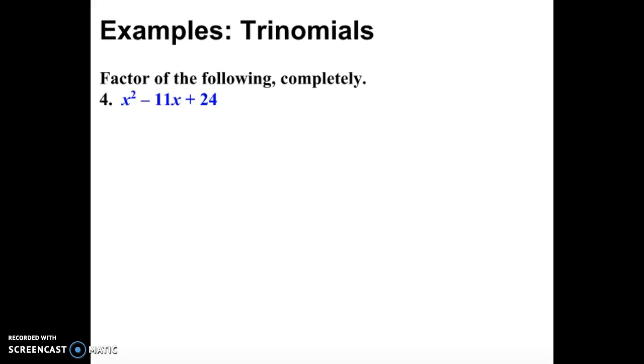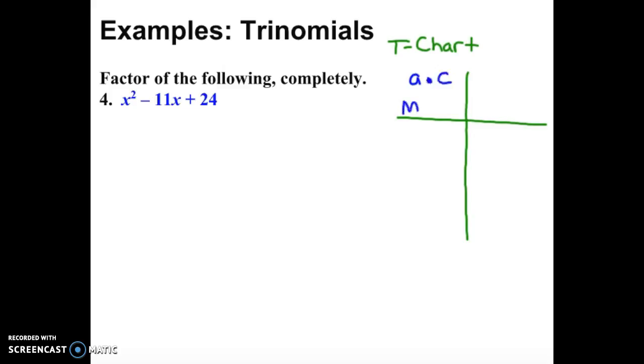So what I'm going to go ahead and write up here, just copy down and I'll explain it. Okay, so what I'm making is a t-chart. So I'm going to put t-chart. Okay, so you know what it is. And I'm going to go ahead and write something here. I'm writing a times c, and then I'm abbreviating multiply. And then I'm writing a b over here, and I'm going to write add underneath.